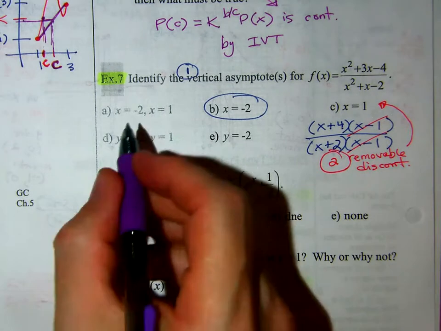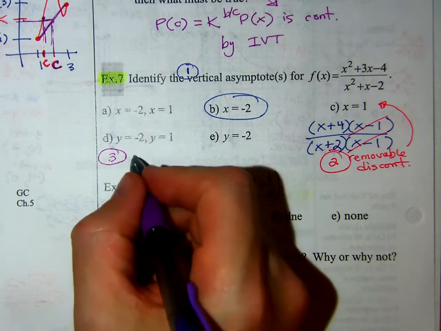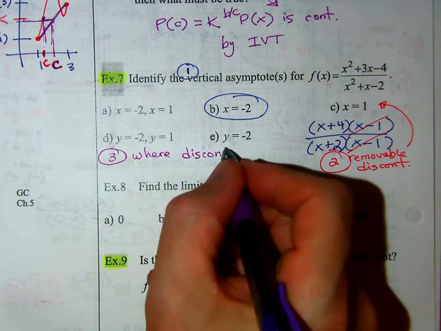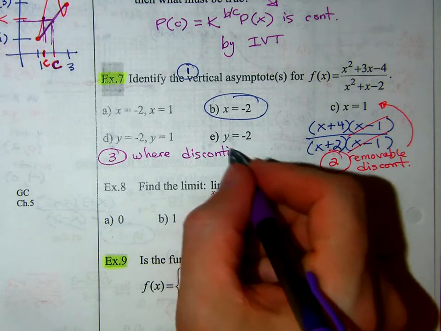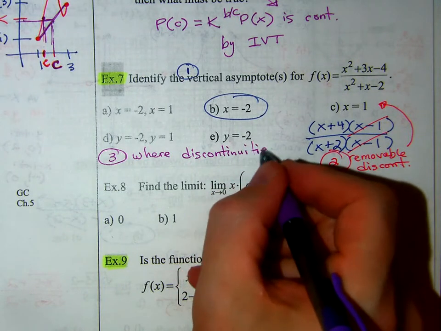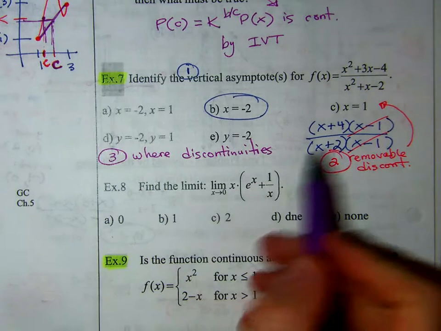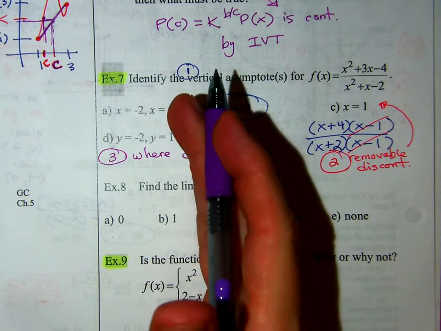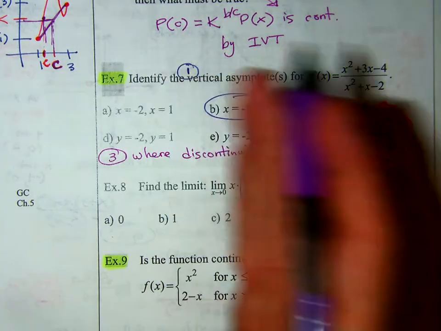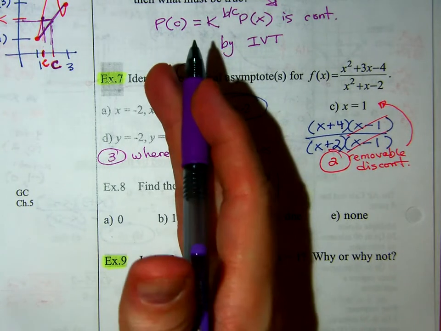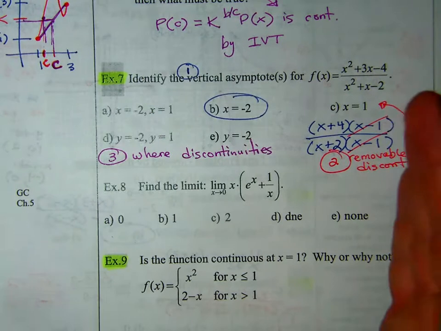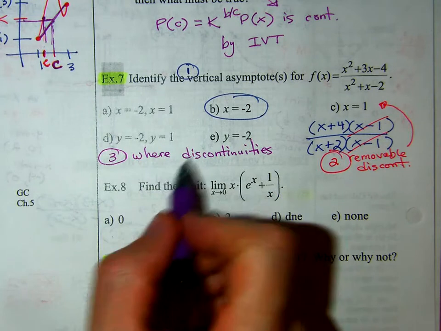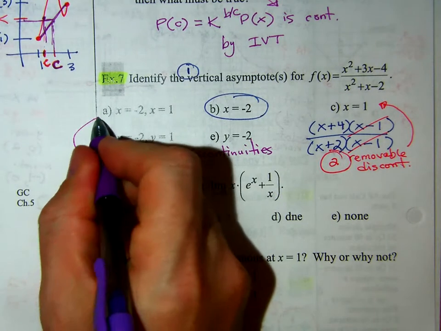And the third question would be, where is it discontinuous? Or where are the discontinuities? Okay. So that would be both of those, because a vertical asymptote is an infinite discontinuity, and a removable discontinuity. Those are two types. So in that case, the answer would be A.